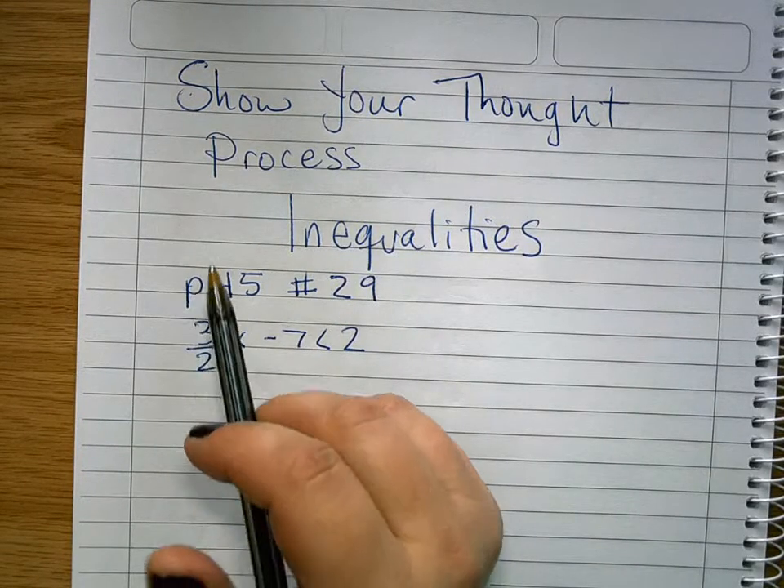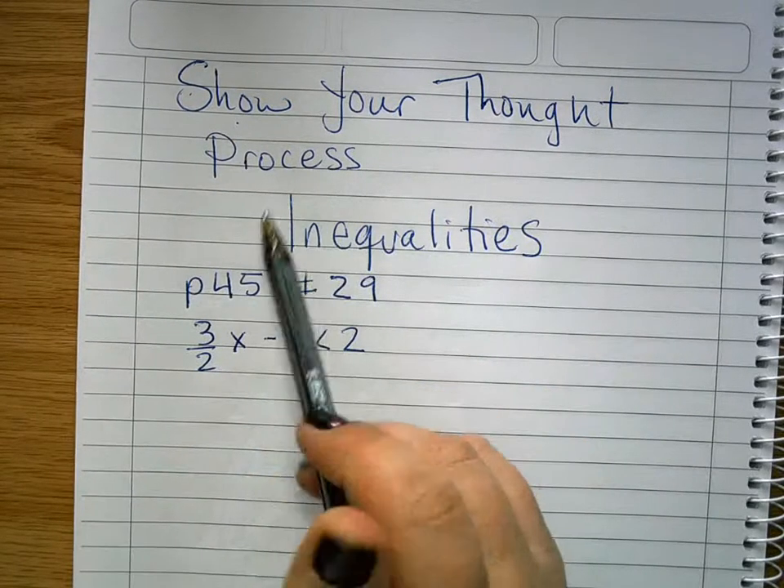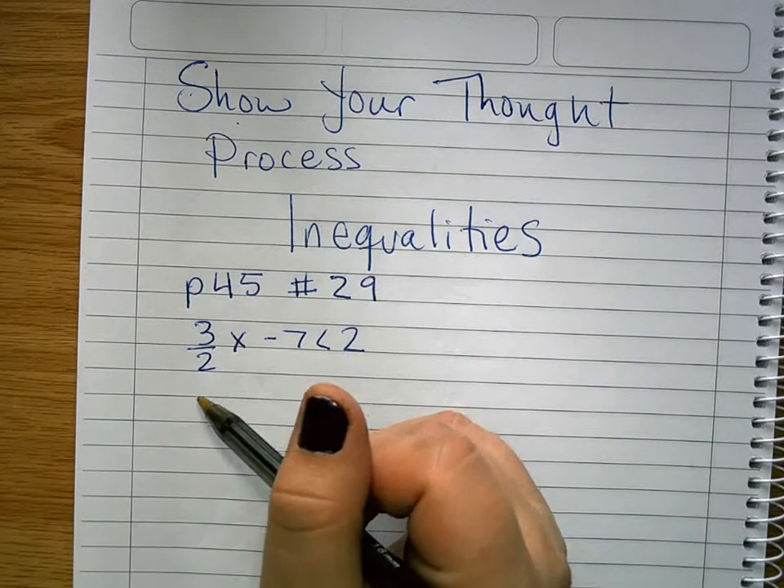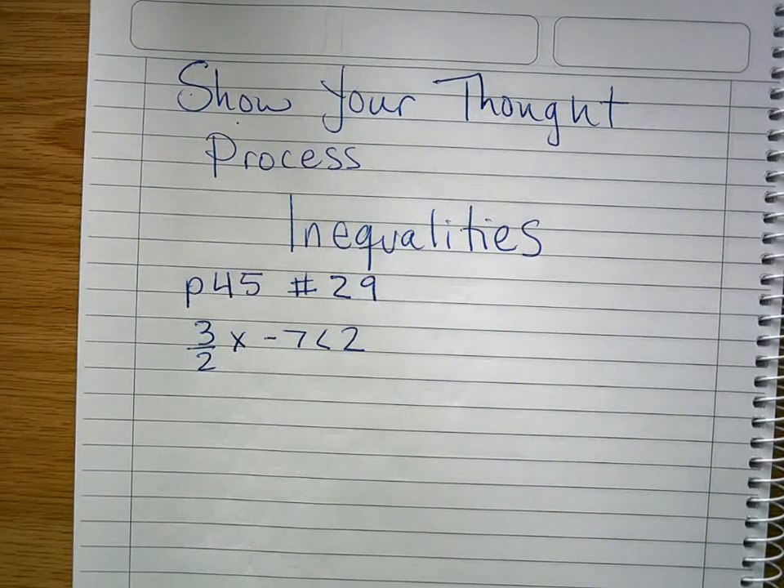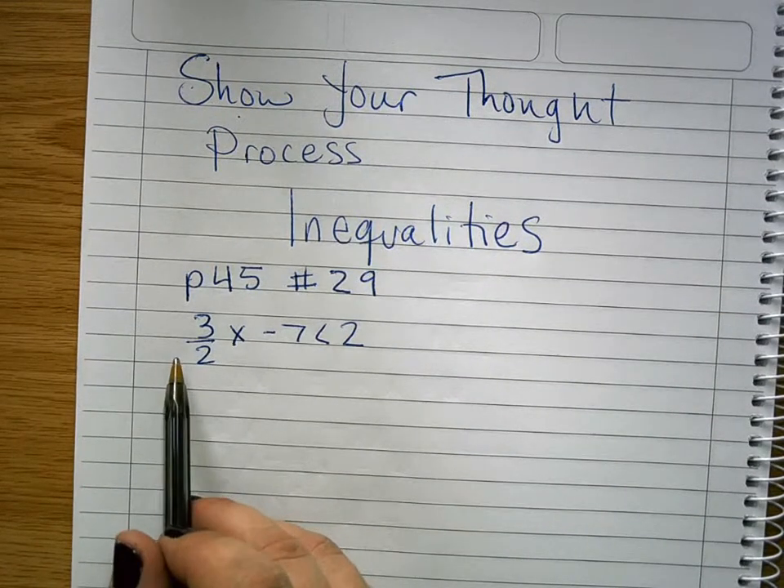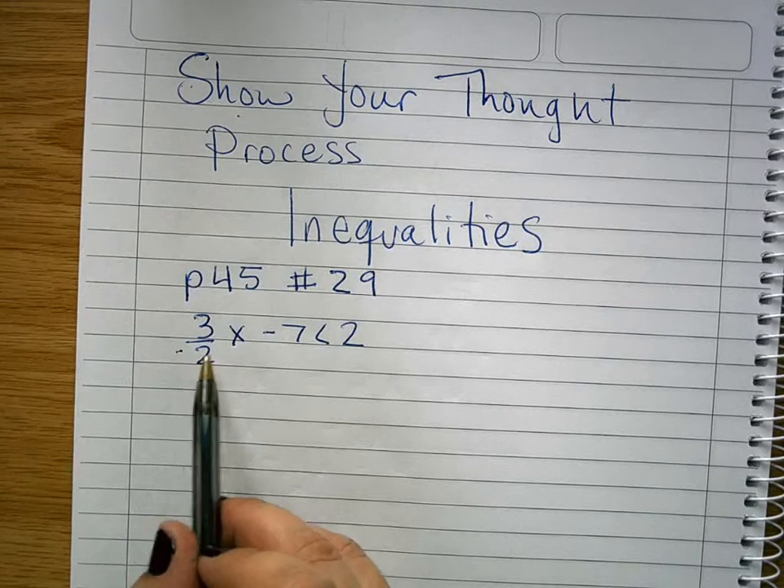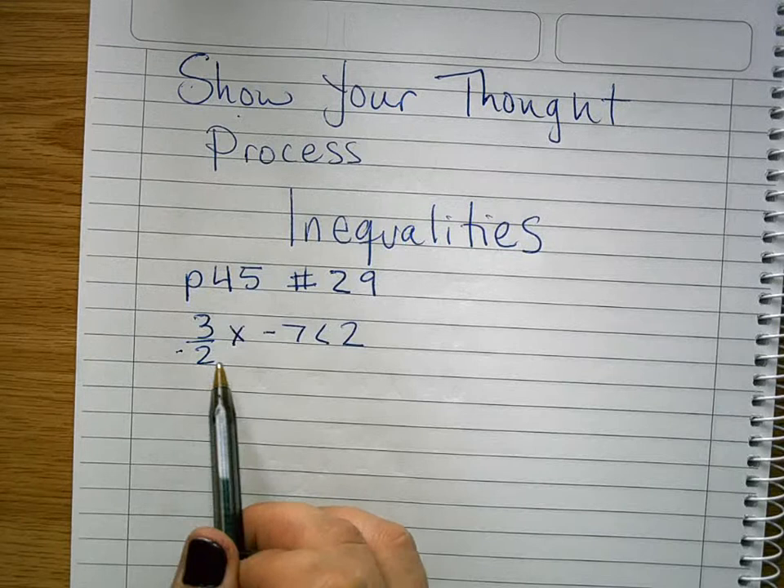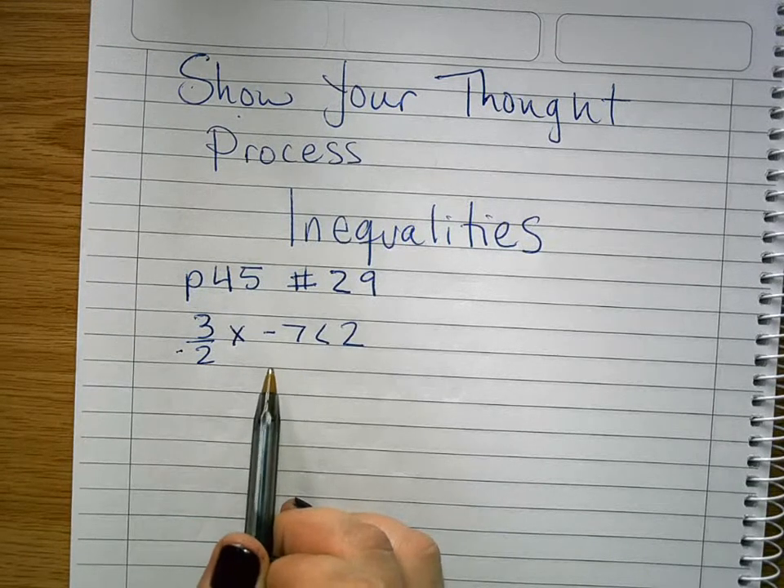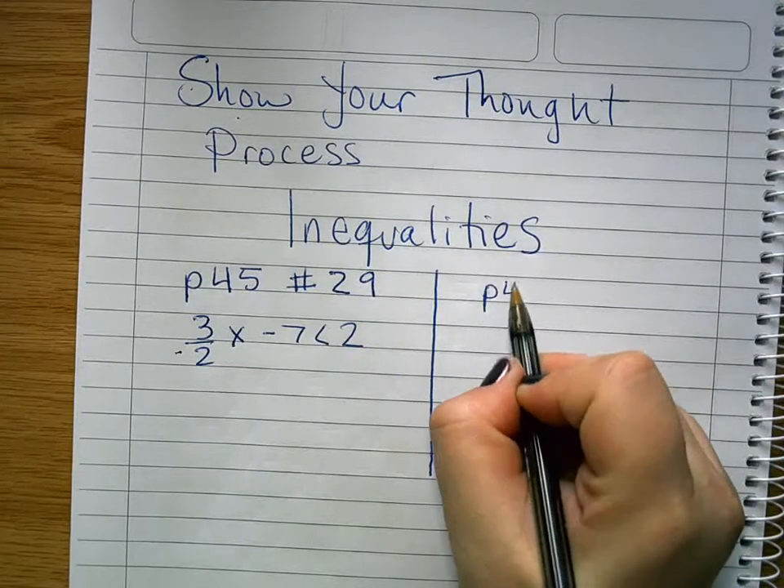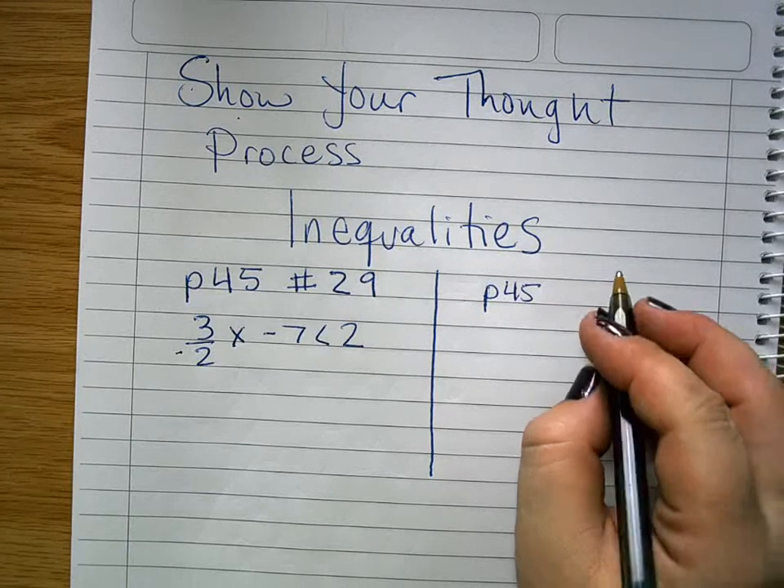Now, I want to show you how you can show your thought process with inequalities. Solving inequalities is similar to solving equations. There's a little bit of a difference if we have a negative in front of the variable. So I'm actually going to show you two problems for this one: one without the negative, with a fraction, how it looks like the equation, and then I'm going to show you how it's different when you have a negative.